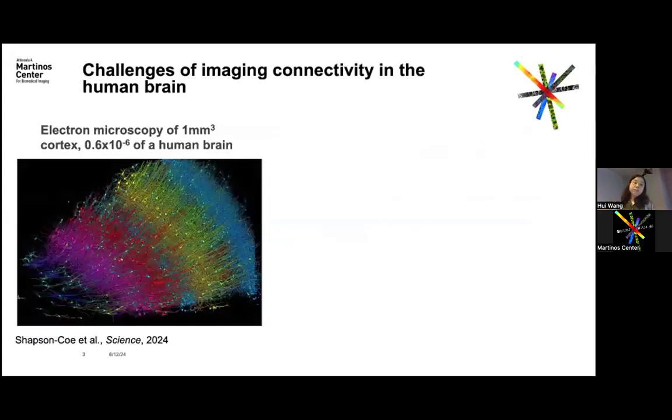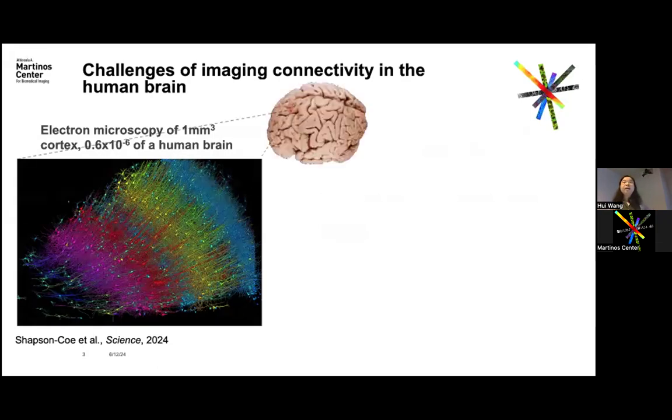So what are some challenges of the current technology to image connectivity, especially in the human brain? The picture on the left is a very beautiful picture just published about 2 weeks ago, imaging a 1 cubic millimeter of human brain cortex by electron microscopy. The nanometer resolution advantage really allows every single neuron to be mapped in this 1 cubic millimeter cortex and to see where they go. Each axon, where they extend, where they go, where they terminate.